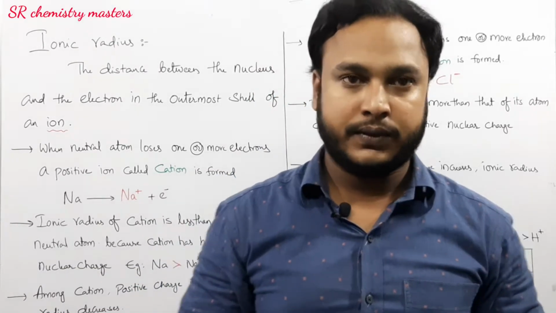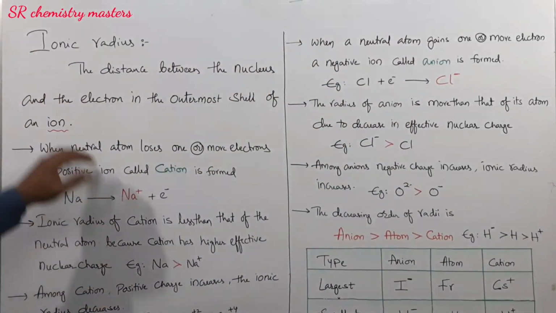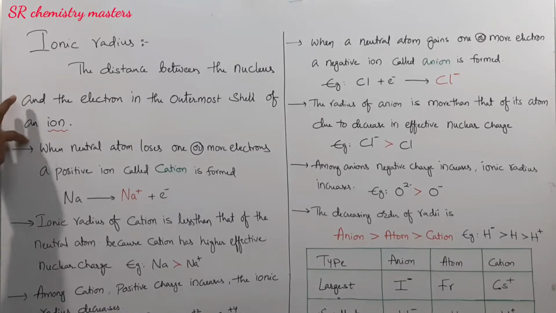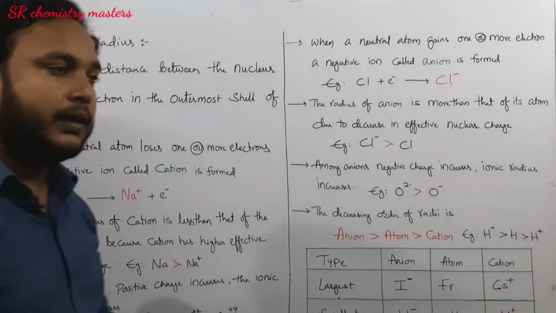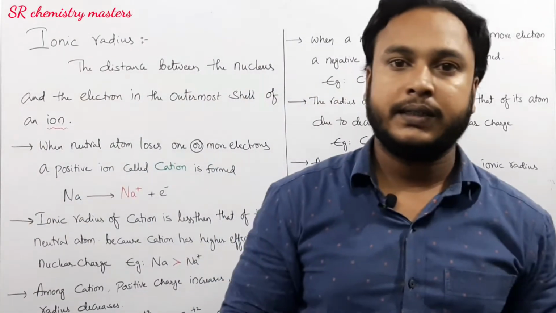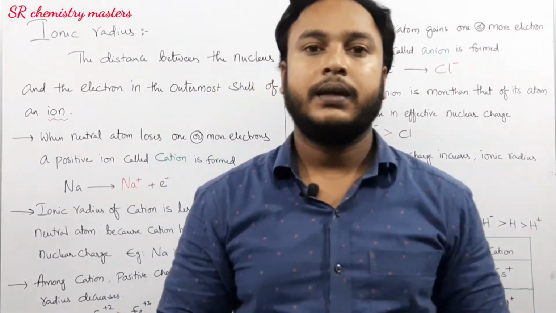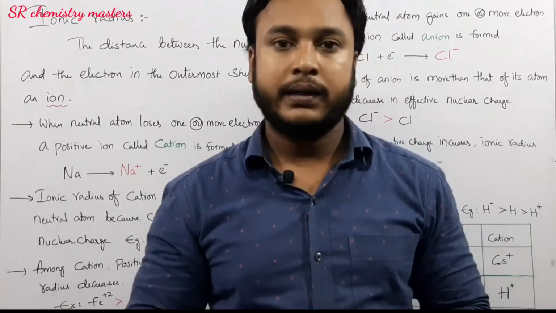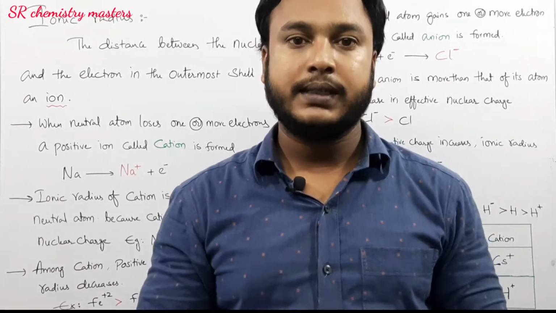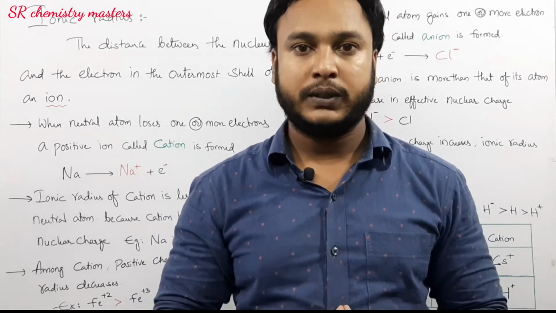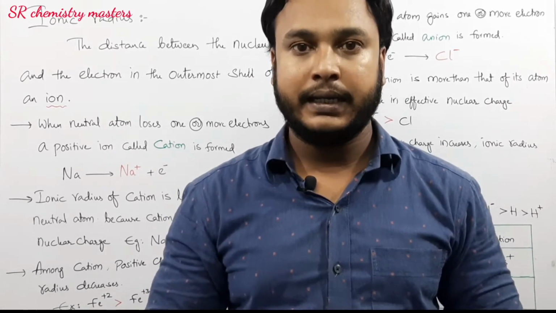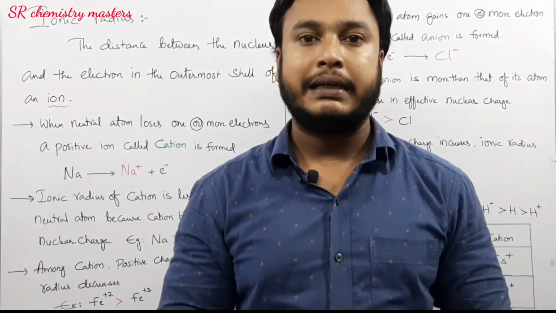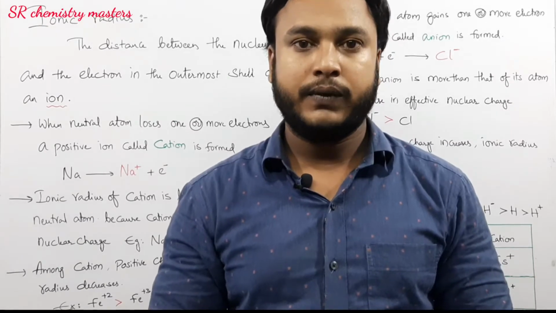Let us see the definition first. The distance between the nucleus and the electron in the outermost shell of an ion is considered as ionic radius. In the last video, we have seen about the atomic radius. The distance between the nucleus and the electrons present in the outermost shell is considered as atomic radius. Here also, the distance between the nucleus and the electrons present in the outermost shell is considered as the ionic radius. In atomic radius, we have seen the radius of the atom, but in ionic radius, we are going to see the radius of an ion.